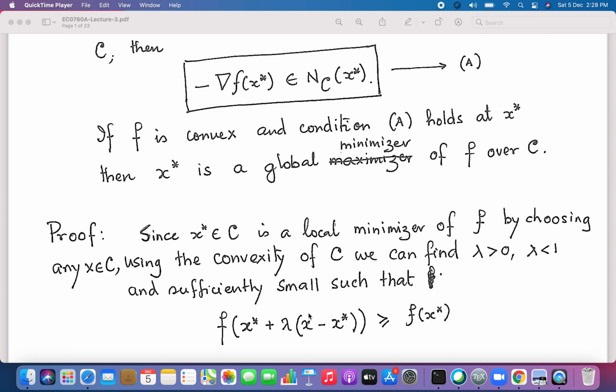When lambda becomes very, very small, this x star plus lambda (x minus x star) is very near x star, and hence this part is in C. Then I can easily show that I can make lambda so small that this part goes into the intersection of the ball and the set C. And hence, because it's a local minimizer there, this is true.